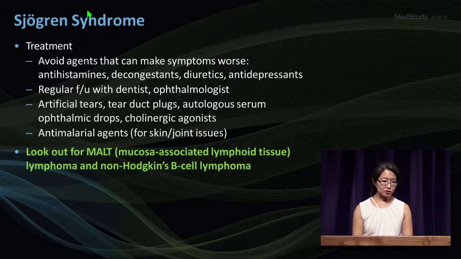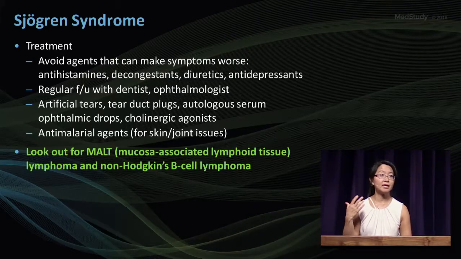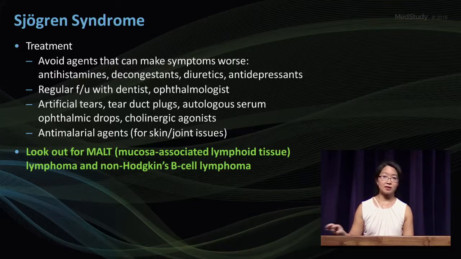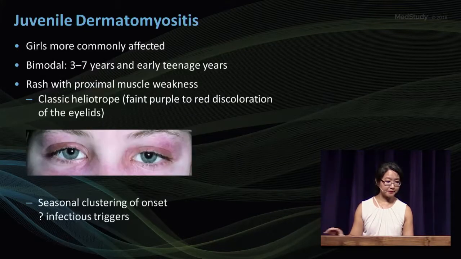Now, the one thing about Sjogren's is that it can increase the risk for lymphoma. So if you see a patient who has Sjogren's and they have diffuse swollen lymph nodes that will not go away, think about lymphoma and get that lymph node biopsied.